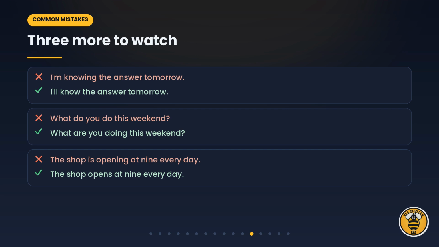And number 6, a repeated, regular schedule. The words every day tell you it is a fixed timetable, so the present simple is correct. The shop opens at 9 every day.